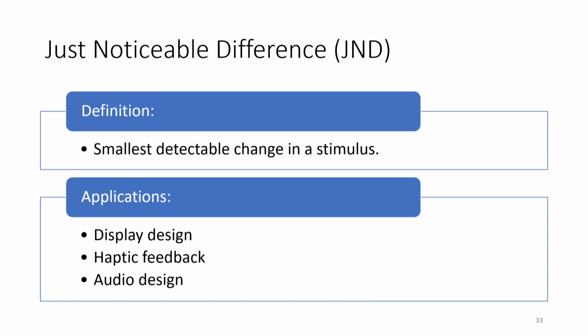A good concept in this regard is that of JND, or just noticeable difference. It is the smallest detectable change in stimulus. How much should the stimulus change so that I can detect it? For instance, how much should the brightness change so that I can sense that the brightness has changed in the display? The applications of JND extend to designing displays, giving haptic feedback to the users, and designing audio as well.